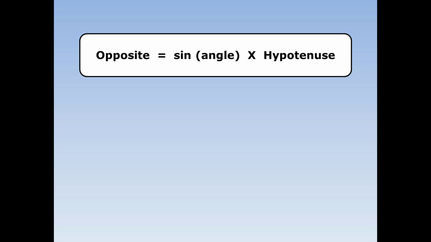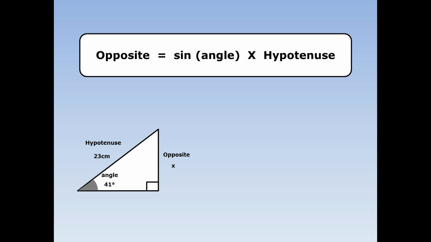Right, there are 6 formulas which help us find the sides. Here's one of them. The opposite side is the sine of the angle times by the hypotenuse. If we look at this triangle here, we're going to work out what x is equal to. This is the angle that we're looking at the moment. The hypotenuse side is always opposite to the right angle. The opposite side is always opposite to the angle we're looking at the moment. And the adjacent side is next to the angle we're looking at the moment.